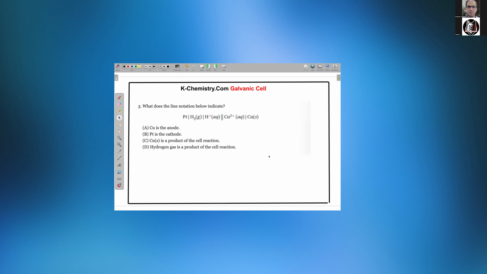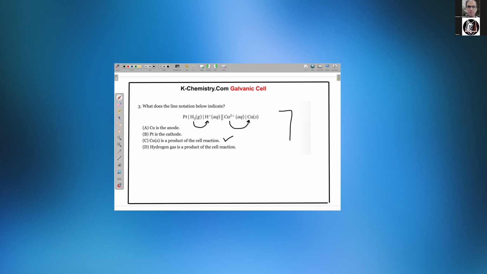So Cu is a product of the cell reaction because Cu2 plus changes into Cu, and that's correct. Very good, excellent, because when I'm writing the products in the cell notation, it's usually shown here. So H2 changes into H plus, and copper 2 plus is reduced into copper. So this is the product. Copper is the anode? You cannot say the copper is the anode because copper is formed, right? So copper is formed, it is copper in copper 2 solution.